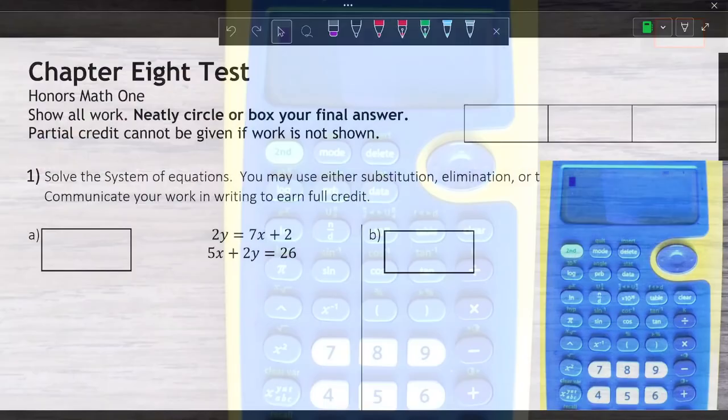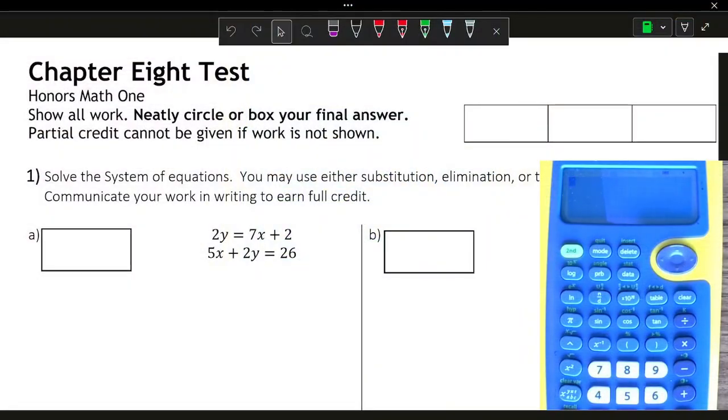Kind of last minute, I've decided it would be a good idea to go over the Chapter 8 tests. Your tests are scored and back, and I want you to take a moment to go over the questions you missed and see how you can do better next time. We're going to start with the test, and I don't need that calculator, so let me turn that off.